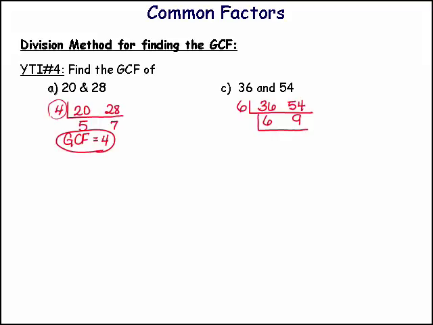Okay, between 6 and 9, there's a 3 in each of those, leaving us with a 2 here and a 3 here when dividing it out. Do you notice now within 2 and 3, you can't divide any other numbers out. There's nothing else in common.